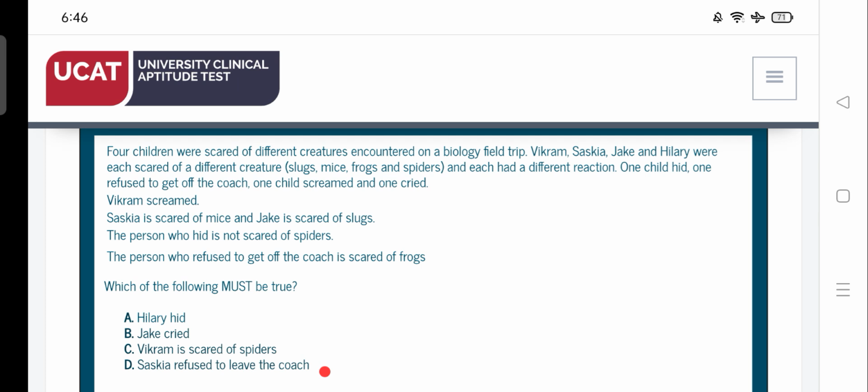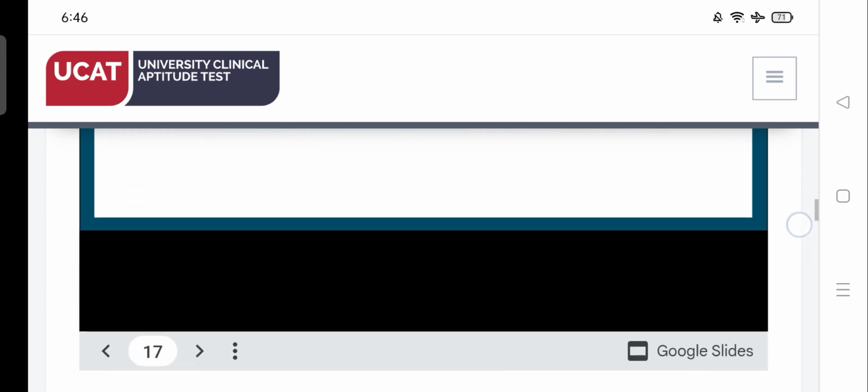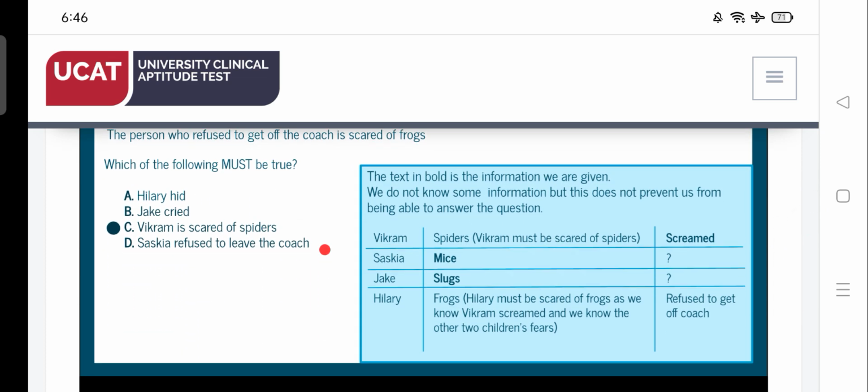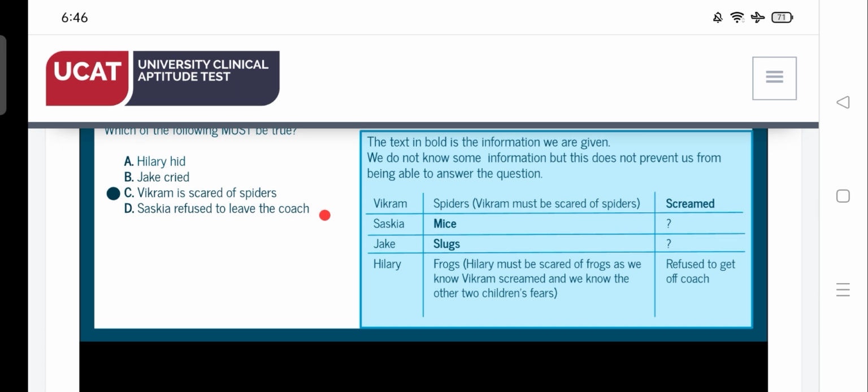Now you have to conclude the answer from the statements given above in the form of a passage, and then you can choose the correct option. Here we have a strategy for how to solve it. You can make a table like this one in your notebook with a marker pen and conclude your answer correctly. The text on the board is the information we are given. We do not know some information, but this does not prevent us from being able to answer the question.